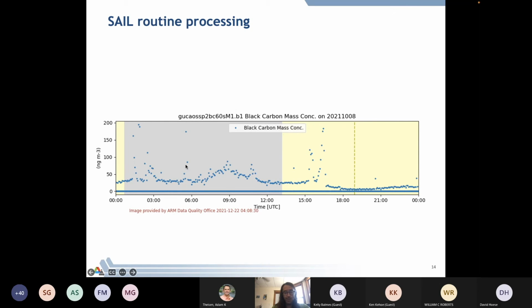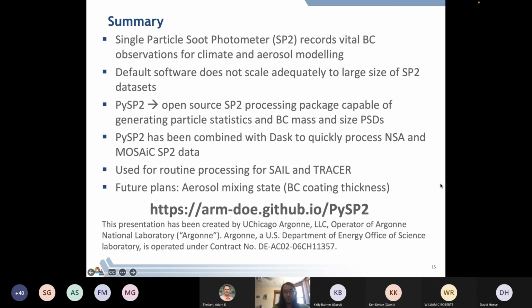So here is an example of a black carbon mass concentration time series for a smoke event on the 8th of October, 2021. What we can see here is that there's a smoke event in the overnight hours as we approach the SAIL site. And then during the day, after the early morning hours, the smoke starts to leave the area, and then you have lower black carbon concentrations from there.